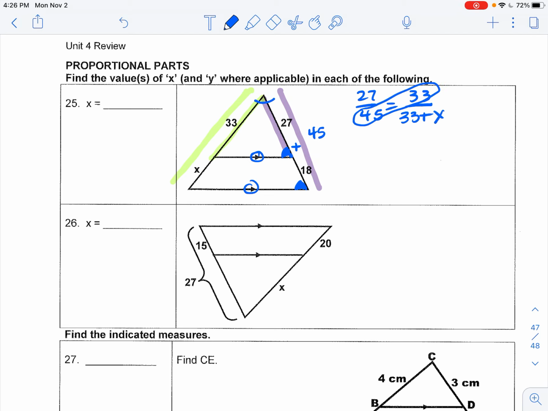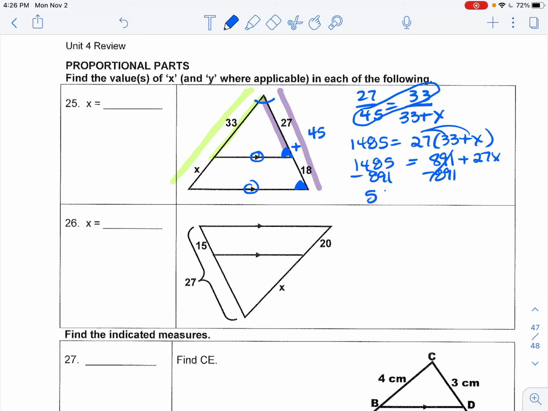All right, cross multiply. 45 times 33, and that's a big number. 1485 is equal to 27 times 33 plus x. Distribute. 27 times 33 is 891 plus 27x. Take away 891. 1485 minus 891 is 594. Divide both sides by 27, and x is equal to 22.